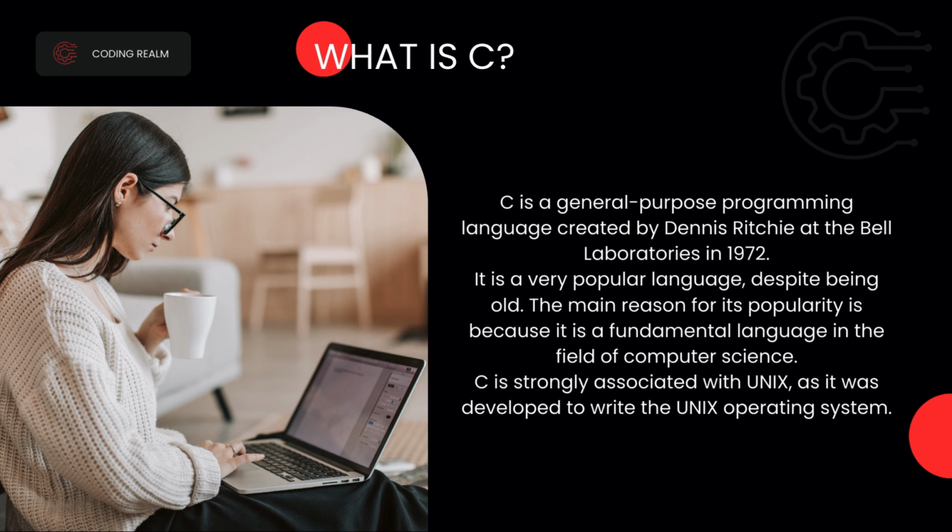First, what is C language? C is a general-purpose programming language created by Dennis Ritchie at the Bell Laboratories in 1972. It is a very popular language despite being old. The main reason for its popularity is because it is a fundamental language in the field of computer science. C is strongly associated with Unix as it was developed to write the Unix operating system.